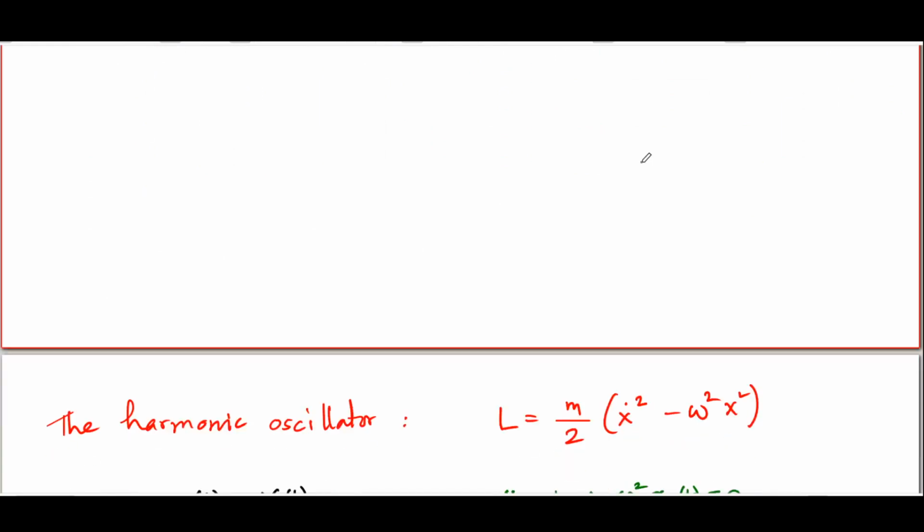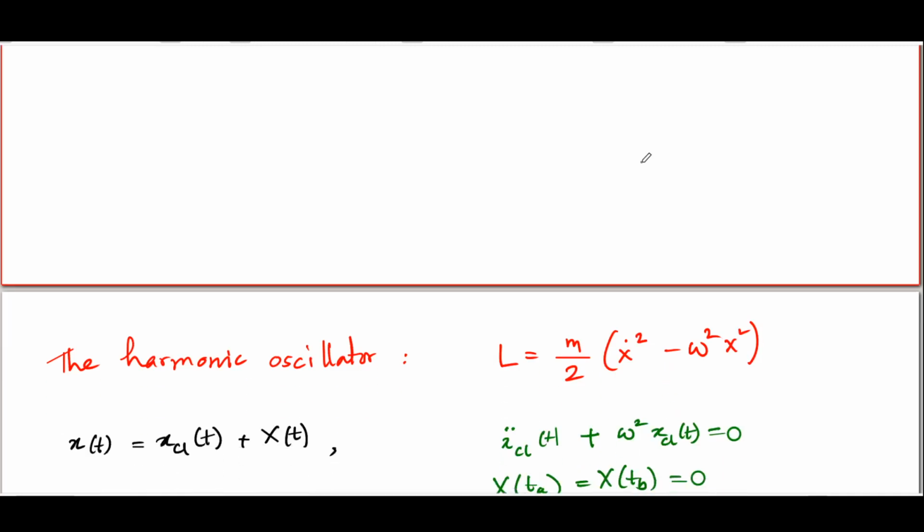Now for a harmonic oscillator, our starting point is the Lagrangian, which is m by 2 times x dot square minus omega square x square. The integral of this Lagrangian, of course, is the action, which is going to play a stellar role as the thing which is there in the integrand for the path integral. We are going to use fluctuations about the classical path. So x of t is x classical of t plus capital X of t. And x classical of t, as we all know, obeys a standard harmonic oscillator differential equation: x double dot classical plus omega square x classical is 0.